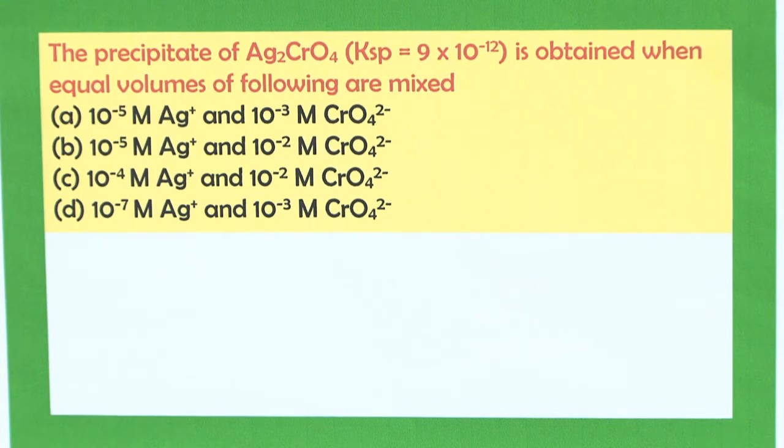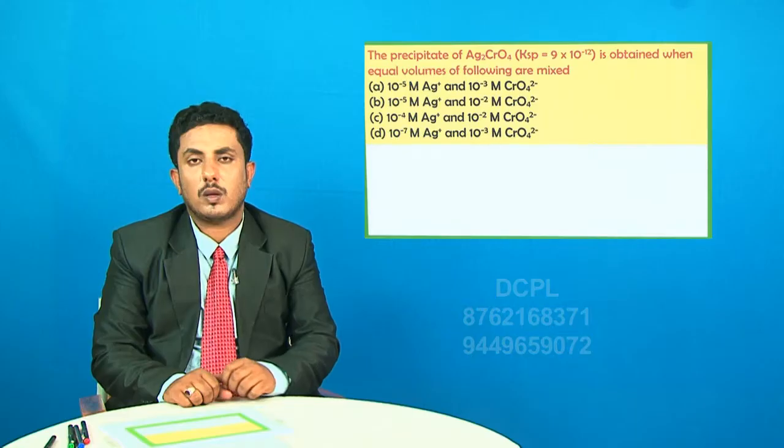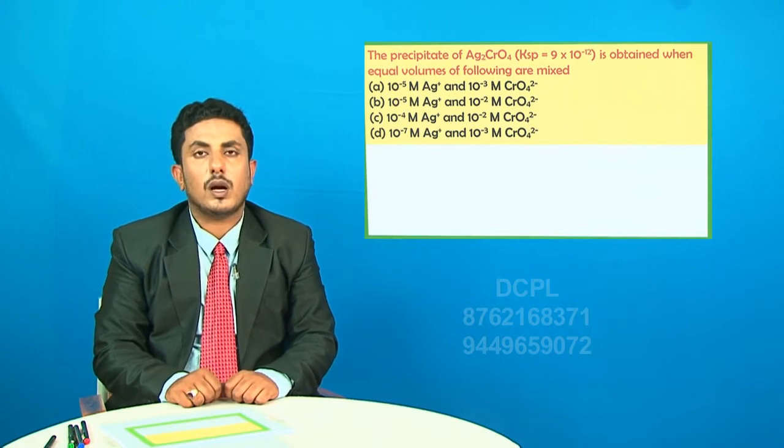Option A, 10 to the power minus 5 molar Ag plus and 10 to the power minus 3 molar chromate ion. Option B, 10 to the power minus 5 molar Ag plus and 10 to the power minus 2 molar chromate ion. Option C, 10 to the power minus 4 molar Ag plus and 10 to the power minus 2 molar chromate ion. Option D, 10 to the power minus 7 molar Ag plus and 10 to the power minus 3 molar chromate ion. The question is based on precipitation, and we know the condition for precipitation.